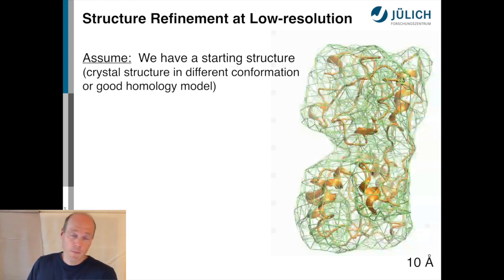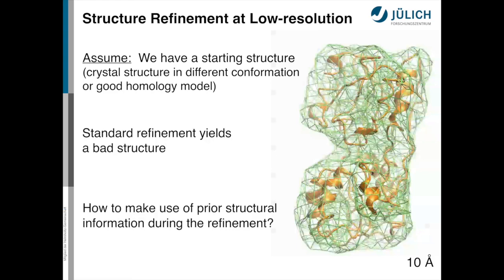Ideally you would like to keep a lot of the information that you already had in your starting structure, and just optimize those features in the structure that you need to change to fit the data, but not more. As I said, the standard refinement basically yields a bad structure. And the question is, how can we make use of this prior structure information that we already have in the beginning?